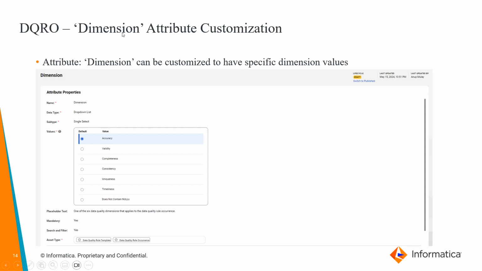Now let's take a look at another attribute, which is a dimension attribute, and this dimension attribute will generally be used with the asset's data quality rule template and data quality rule occurrence. So generally we have accuracy, validity, completeness, consistency, uniqueness, but from the April release you can provide your own set of values for the specific operation that this DQ rule is trying to do. So say if the DQ rule is trying to find out whether this particular column contains nulls or does not contain nulls.